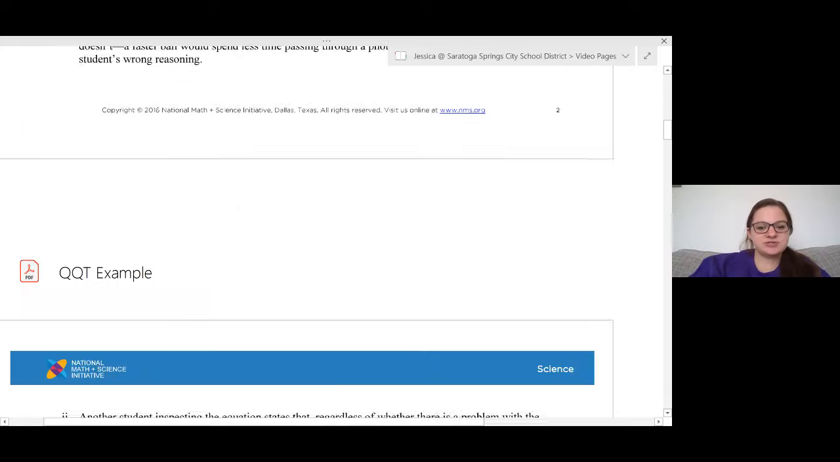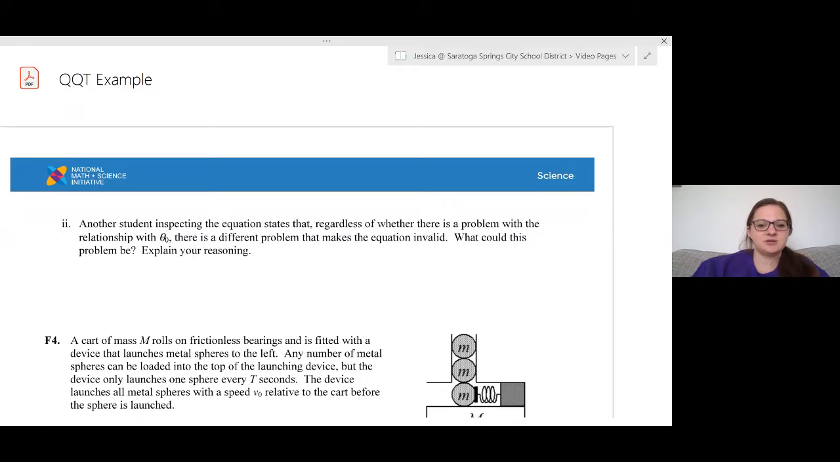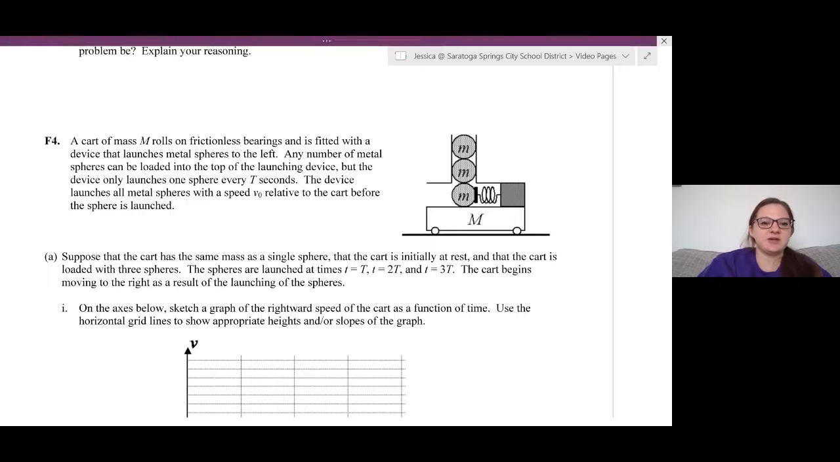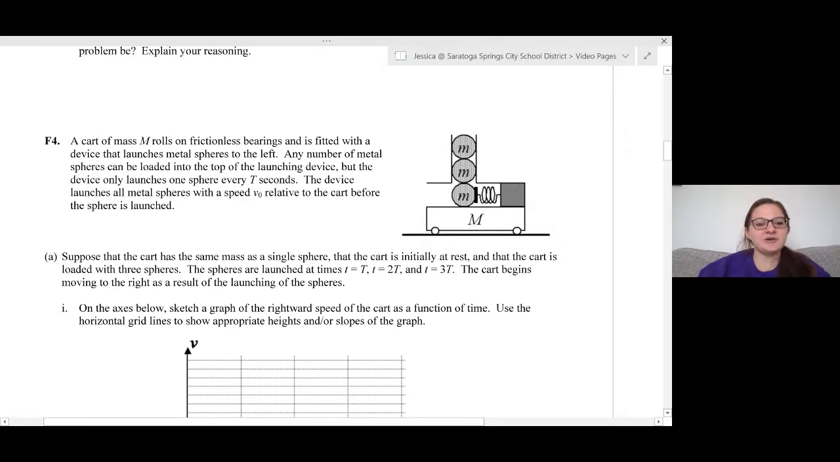Okay, so again, this is on the Canvas event for this live. So it says, let me just switch from highlighter to pen. We have a cart of mass M rolling on frictionless bearings and is fitted with a device that launches metal spheres to the left. Okay, so these spheres are going to travel to the left, and my guess is that the device, when those spheres are launched, because these are frictionless, they're not tied down, is going to move to the right. That's just my guess.